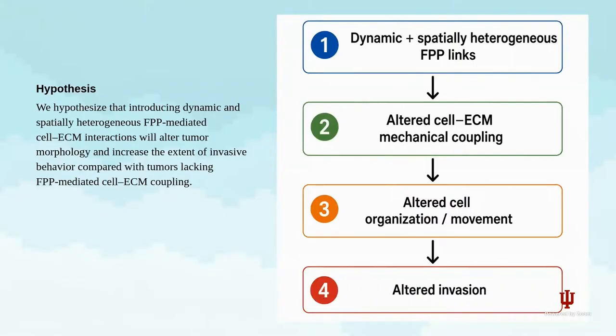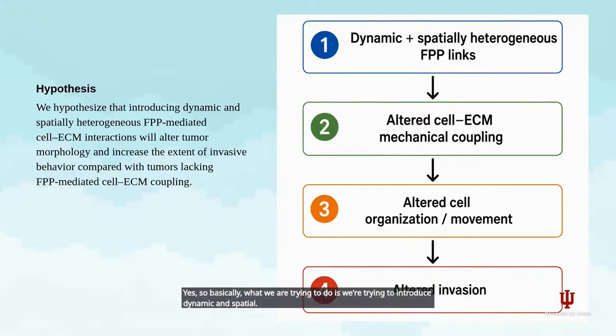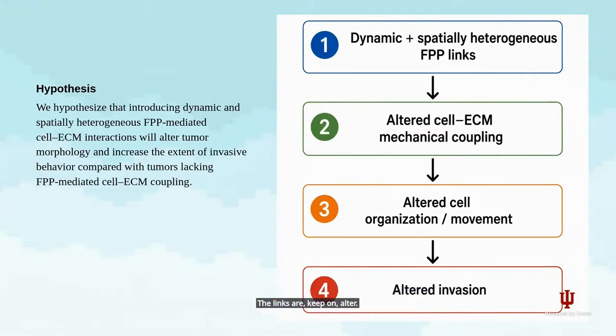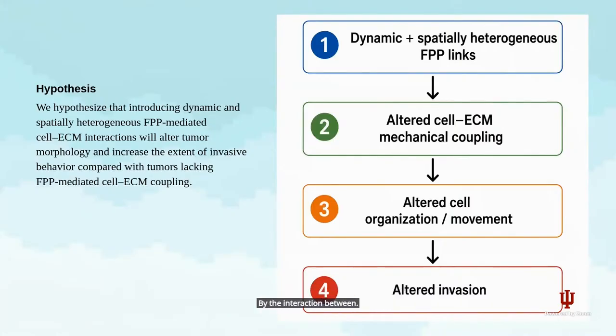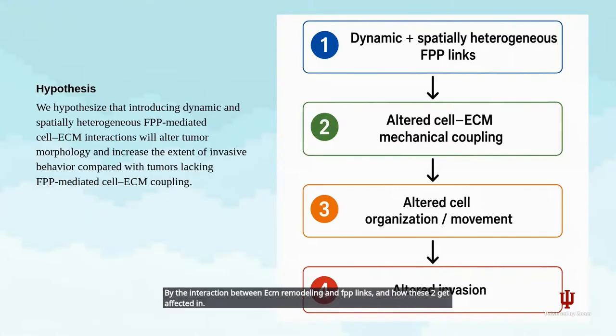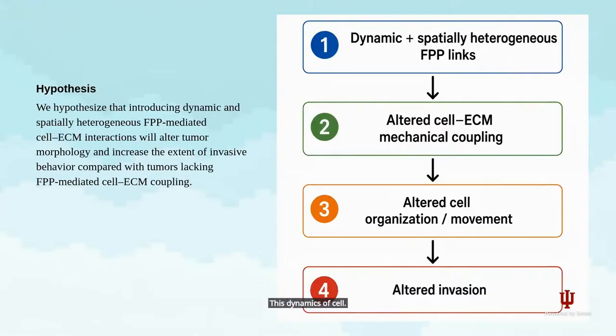What we are trying to do is introduce dynamic and spatial heterogeneity in FPP links. The cells at the boundary are more prone to have a link with ECM as compared to cells at the core. The links keep altering as the ECM is degrading and remodeling, so links keep on being deleted or added. Therefore, we can see the extent of invasion by the interaction between ECM remodeling and FPP links, and how these two get affected in a situation where there is only cell-cell adhesion versus this dynamics of cell-cell adhesion, ECM remodeling, and FPP.